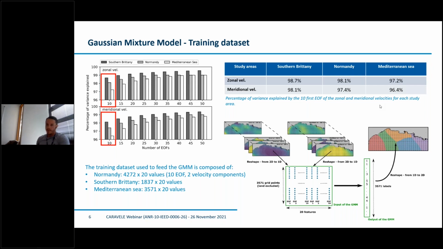From each EOF, we then reshape the 2D area into a 1D vector. So we get a dataset composed, for the Mediterranean Sea, of 3,571 grid points by 20 features. This is our input. Our output is a one-dimensional vector where each grid point is associated with a label that identifies the cluster of belonging. Then we reshape from one-dimensional to two-dimensional to create such a map. So here's an example for decomposition into 5 clusters.